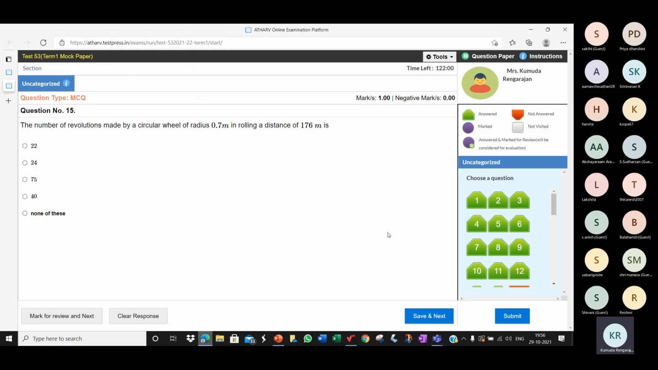2 into 22 by 7 into 0.7. So total distance 176 divided by 2 pi r. You can find the value of 2 pi r separately and then divide. Okay, so 40.